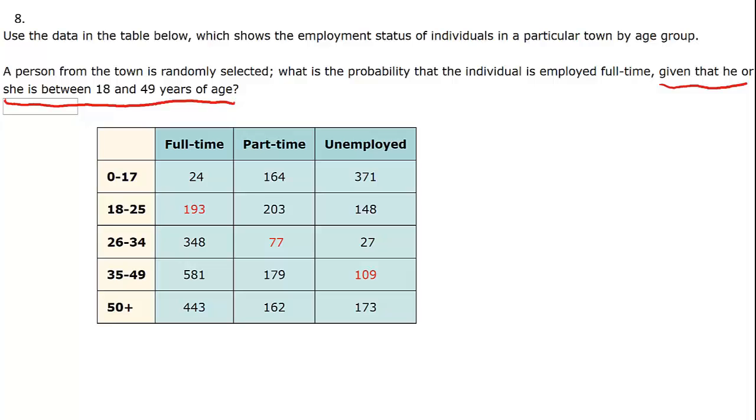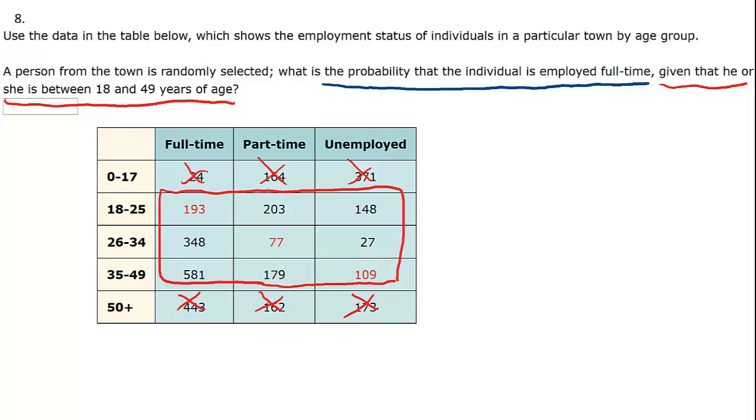Whenever you have a conditional probability, whatever you're given becomes your sample space. So if you're only interested in people between 18 and 49, you can completely eliminate the 0 through 17 row and the 50 plus row. So you're only interested in those 9 numbers in the middle 3 rows. That becomes the sample space. Given that reduced sample space, what is the probability that the individual is employed full-time?